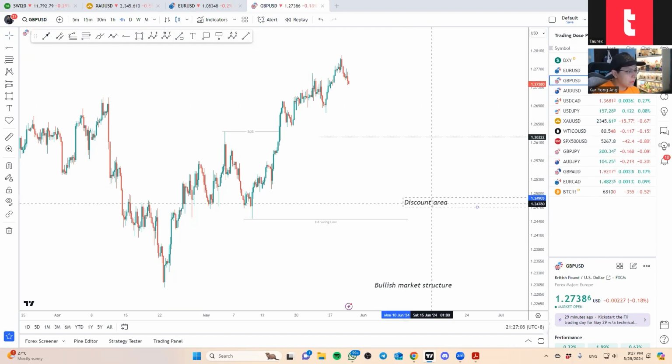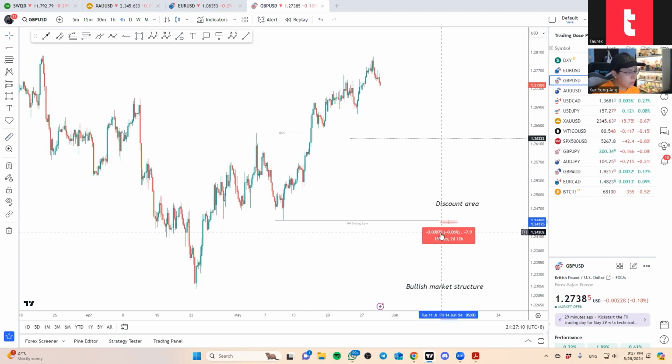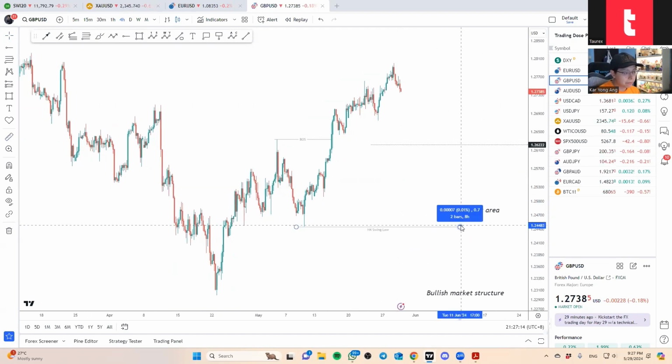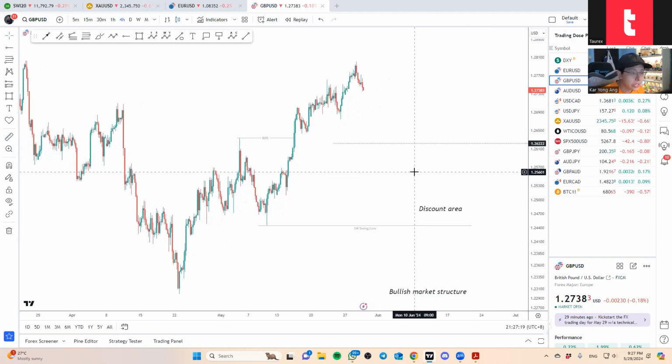Okay, now with all that said, that's where you want to start to look out for: do I have a fair value gap? Just extend this. How do we define a fair value gap? How do we identify where the fair value gap is?